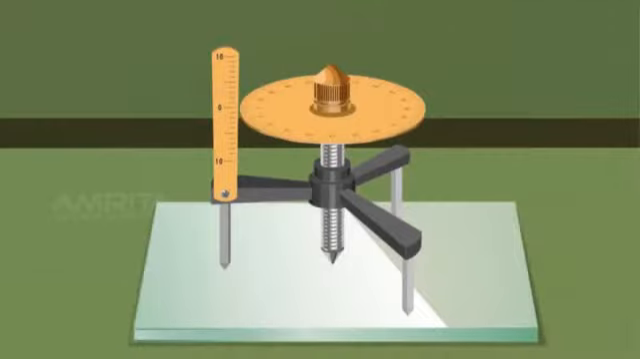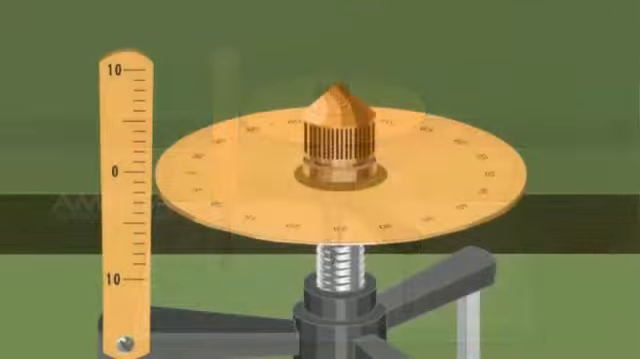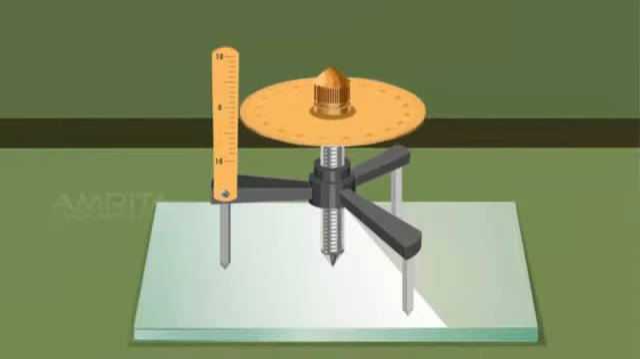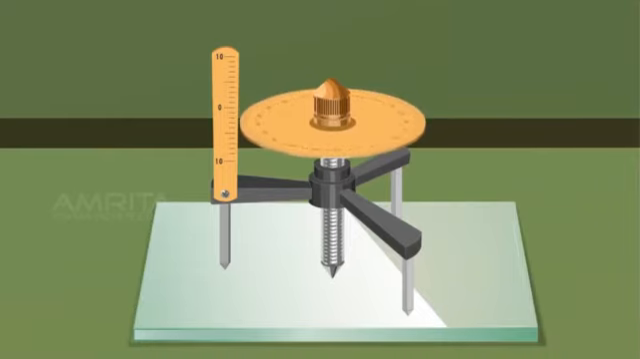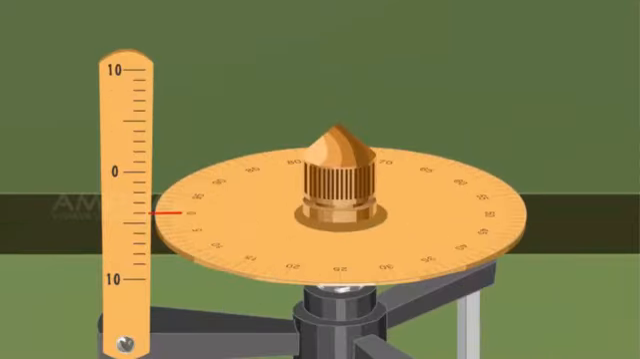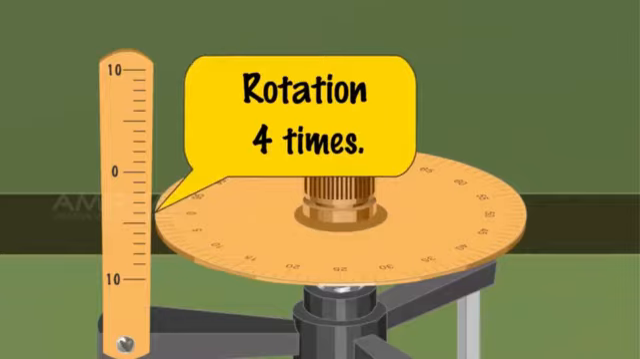Spherometer is placed on a large glass slab so that its 3 legs rest on it. Bring 0 of circular scale opposite to pitch scale. Turn the screw 4 complete rotations. Note the distance d moved by the screw on the pitch scale.